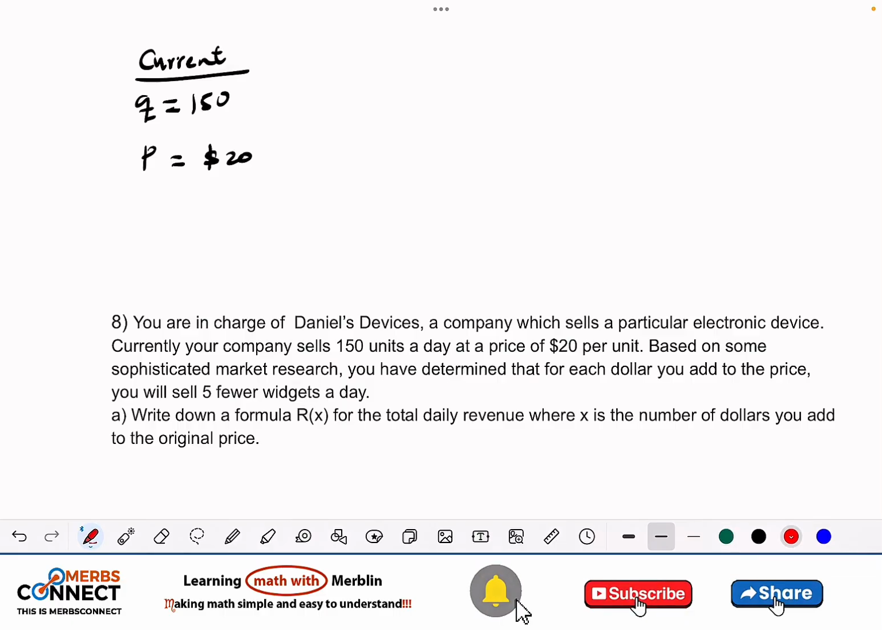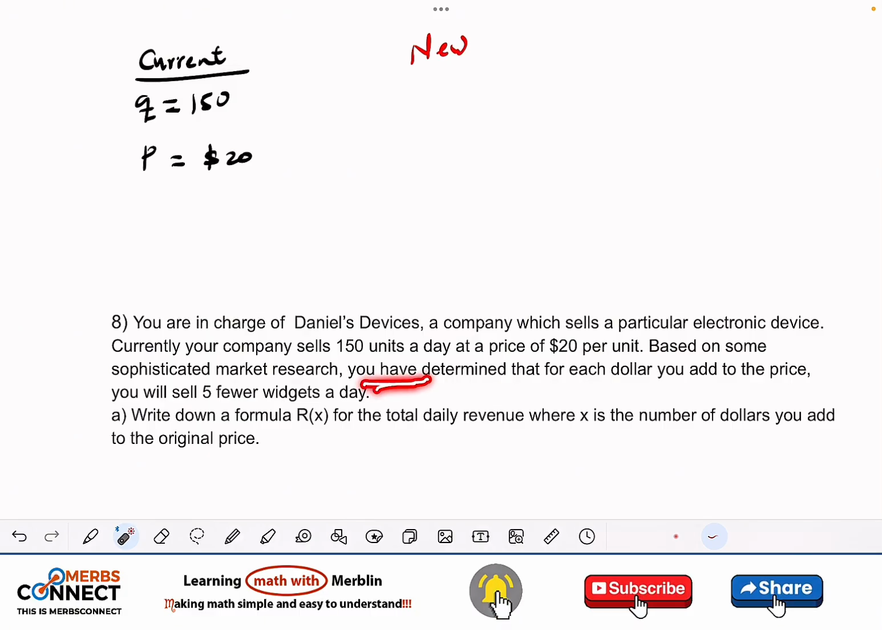Now let's talk about what is new. There is market research, which says that we have determined that for each dollar you add to the price, you will sell 5 fewer. So it means the quantity is going to reduce. Now let's define X. X is already defined here. X is the number of dollars you add to the original price.